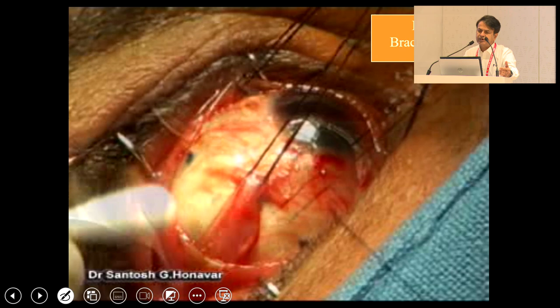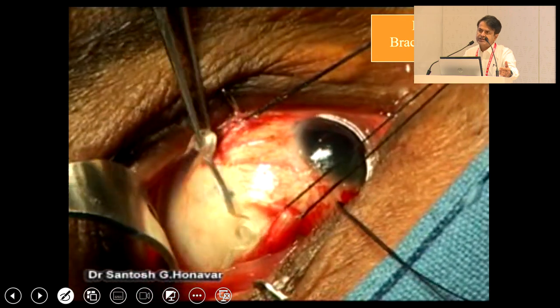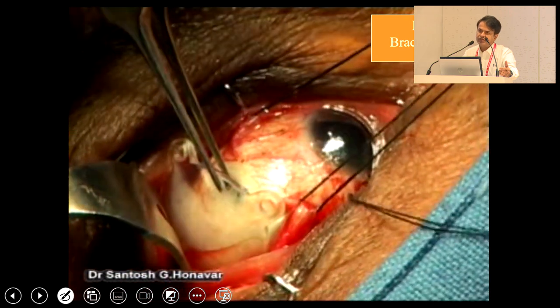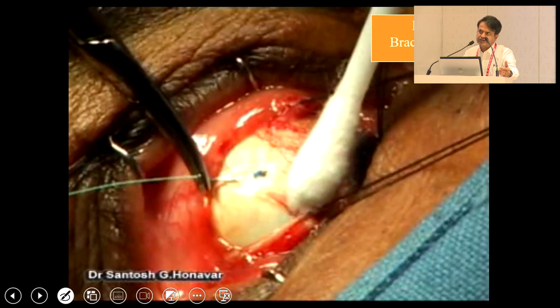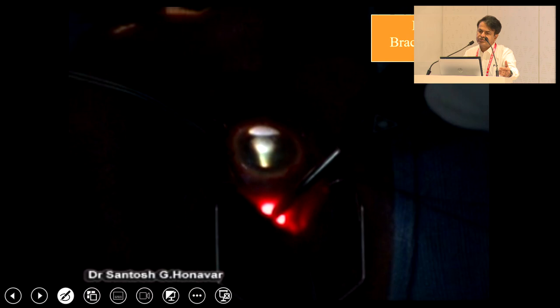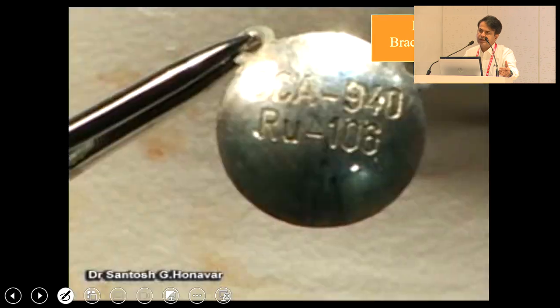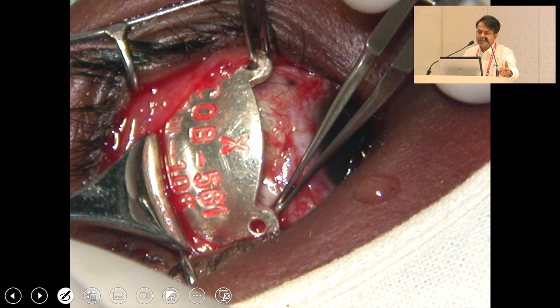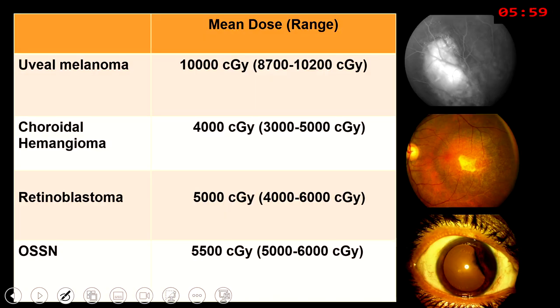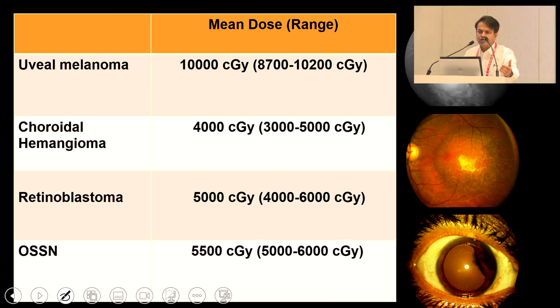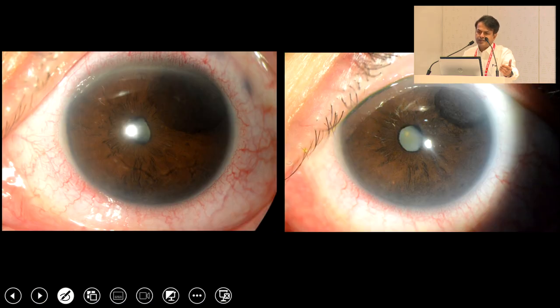That is how we mark the location of the plaque, place that silicon dummy plaque, and further confirm the location by using transscleral helium neon laser, which you can visualize using an indirect ophthalmoscope, confirm the location of the tumor, and then place the plaque. This is the dose that we give, 8,000 to 10,000 centigray for uveal melanoma. Choroidal hemangioma gets a lower dose of about 3,000 centigray. Retinoblastoma gets around 4,500, and ocular surface squamous neoplasia about 6,000.